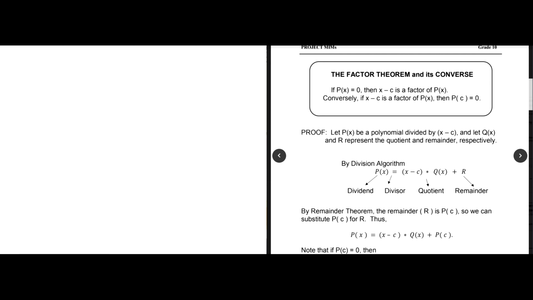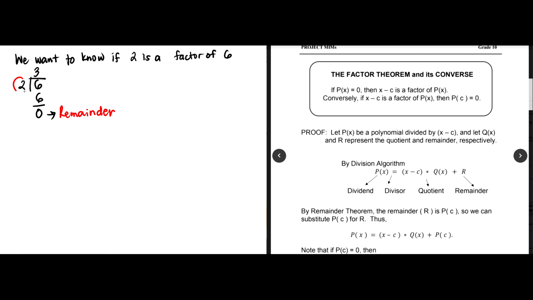One more example. Let's make one with just numbers. Example, we want to know if 2 is a factor of 6. How will you know that 2 is a factor of 6? You divide: 6 divided by 2 is 3, and 3 times 2 is 6, so 0. What is your remainder here? Your remainder is 0, which means 2 is a factor. If you're confused with the polynomial part, that is what it means.